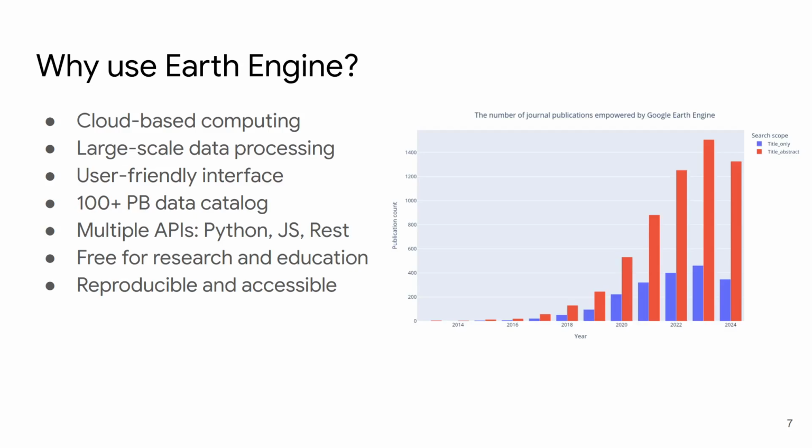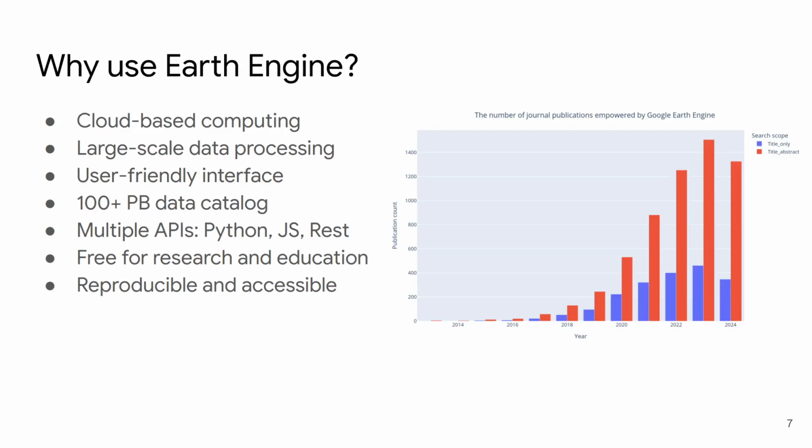And one of the biggest advantages is the data catalog. It has over 100 petabytes and it keeps growing. 1 petabyte is 1,000 terabytes. So this is not something an individual organization or any individual researcher can host. It has tons of data that allows you to do streaming and also cloud computing. It has APIs for Python, JavaScript, and REST, and it's free.